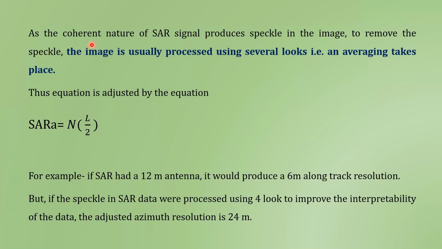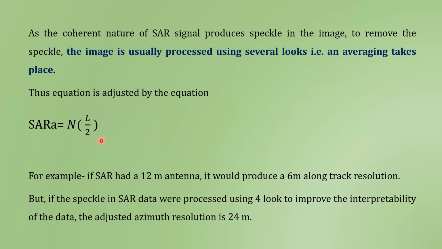As the coherent nature of the synthetic aperture radar signal produces the speckle in the image, to remove the speckle, the image is usually processed using several looks, meaning observing the terrain from different look directions, and then an averaging takes place. So in case of a speckle, if this process is done, the equation for azimuth resolution is adjusted by multiplying the number of looks into the formula.